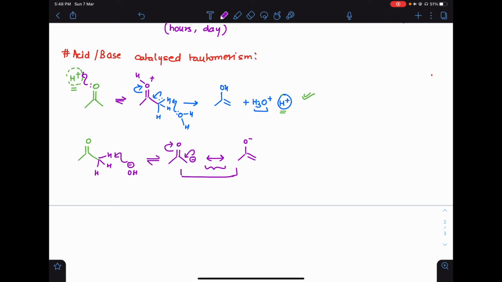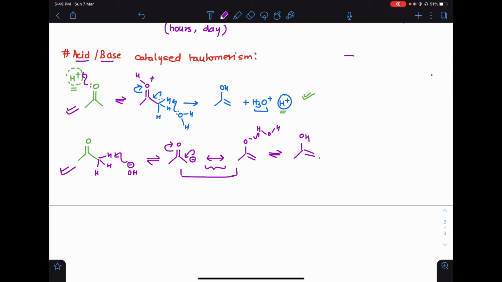All right. So water that was formed in the first step, the negative charge will take up H plus, and you will have your enol form. So this reaction can happen both in acidic as well as basic medium. So see, this reaction can happen in neutral medium also, but in order to speed up the reaction, we are using acid as well as base as a catalyst.